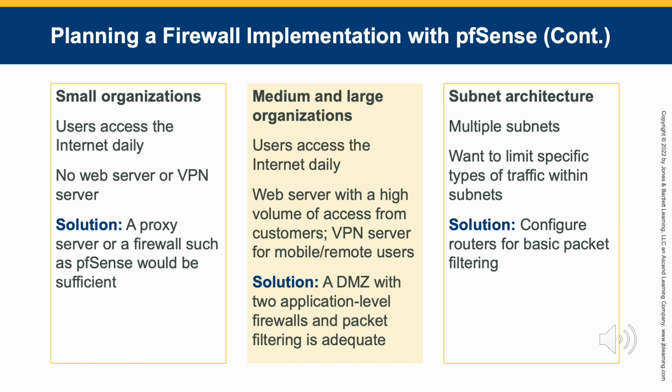What would be useful for pfSense? Small organizations, where users access the internet daily and there is no web server or VPN server. The solution would be a proxy server or a firewall such as pfSense would be sufficient. Medium to large organizations, where users access the internet daily, you have a web server with a high volume of access from customers, and a VPN server for mobile/remote users. The solution would be a DMZ with 2 application level firewalls, and packet filtering would be adequate. Subnet architecture: multiple subnets where you want to limit specific types of traffic within subnets. The solution would be to configure routers for basic packet filtering.